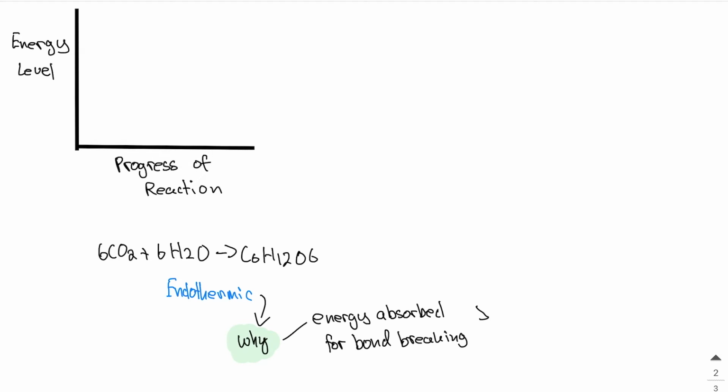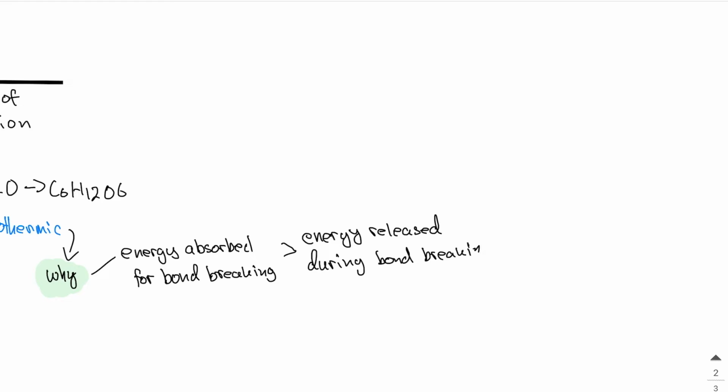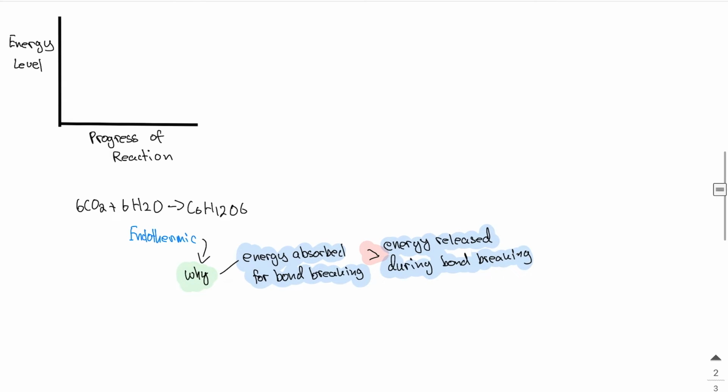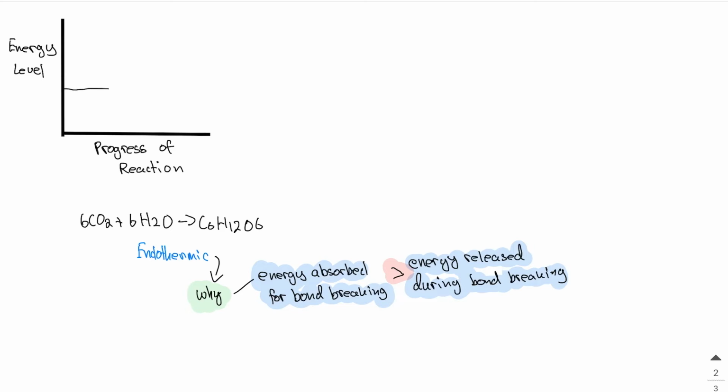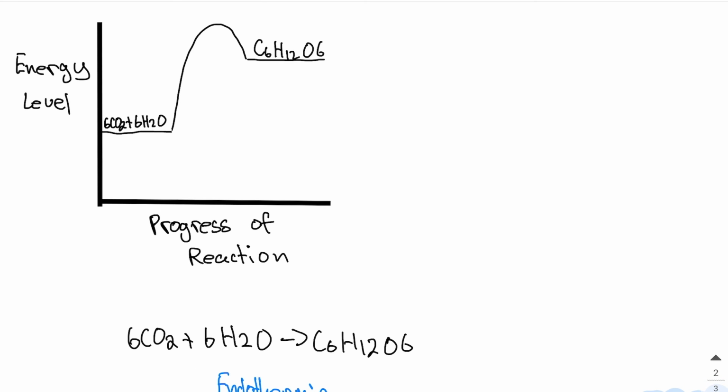This is because the energy absorbed for bond breaking is higher than energy released during bond forming. In an exothermic reaction, this would be the opposite. The energy absorbed for bond breaking would be smaller than the energy released during bond forming. So taking this reaction and knowing that it's endothermic, it will always look like this. The energy level of the reactants will be smaller than the energy level of the products.